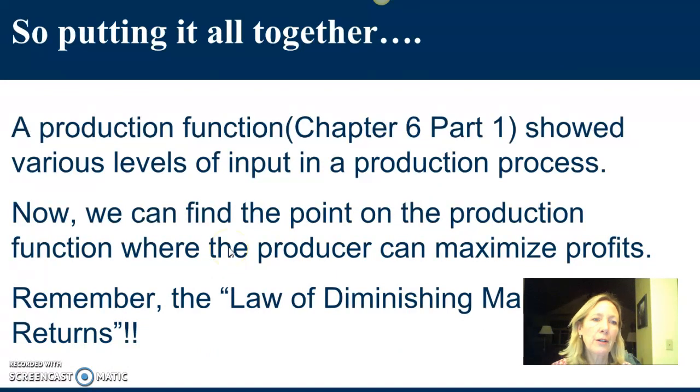So if we put it all together: the production function, at the beginning of chapter 6, showed various levels of input in a production process. We learned the law of diminishing marginal returns. Now we can look at a point in this production function and determine what it costs. As long as we're given the cost of the inputs and the price of the output, we can determine the profit.